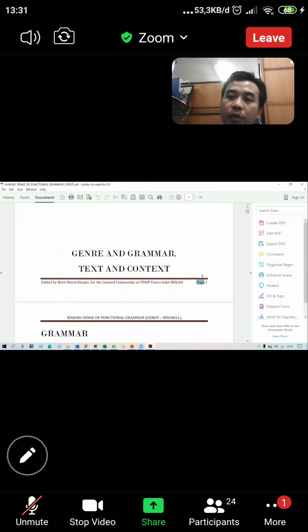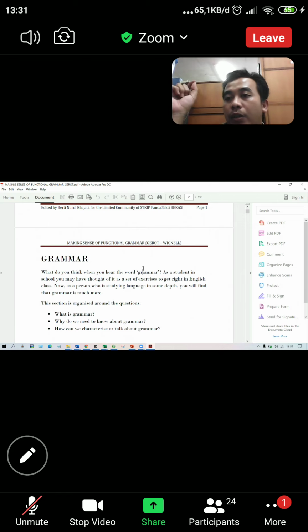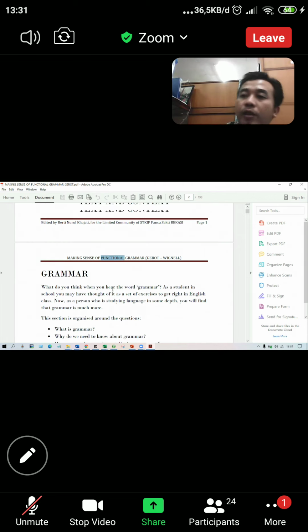For example, in the original book, this page must be page 2, for example. But here in the edited book, it's page 1. So it matters if you want to make a citation of the book. If you want to cite this book, make sure that the page number is taken from the original one, not from this edited one. Okay.